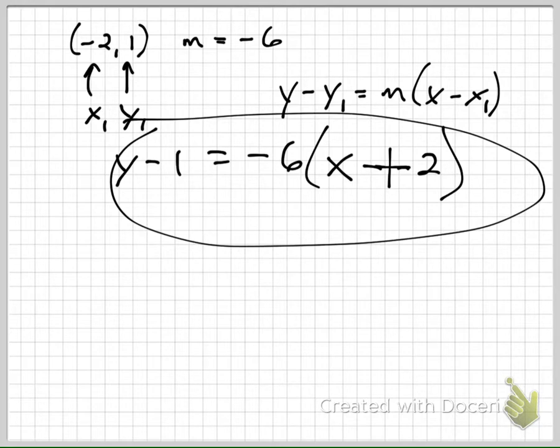How many of you have y minus 1 equals negative 6 times x plus 2? That's what you do. That's what you leave it as. You did something else? Don't do that. Yeah, not yet. I'm telling you right now, this is point slope form, and you want to not touch it. For point slope form, don't touch it.